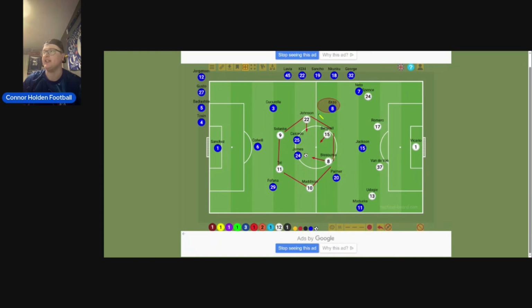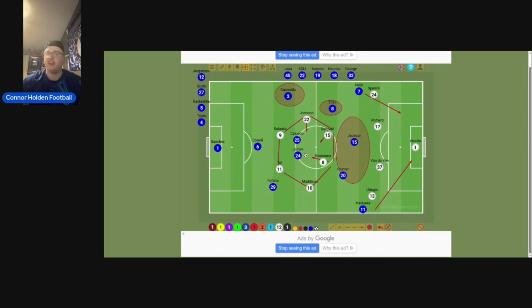So again, if we say Enzo's one of them, Kukurea might be pushed out here, he might be one of them. Jackson again, if these 2 players push in, then of course there's a lot of space in here to exploit. And again, then these guys can start to stretch with runs in behind. There's so much you can do like this.